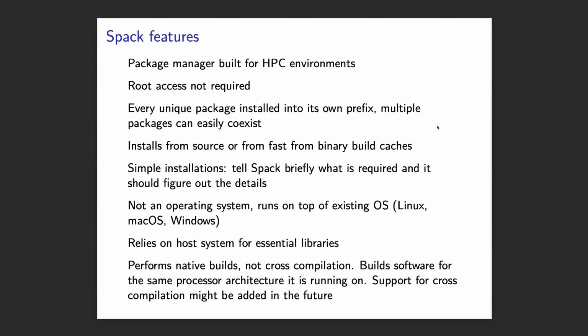And also, one major drawback of it, which would probably make it a no-no to be used for our main software stack, is that it performs native builds, but not cross-compilations. So basically, it builds the software for the same processor that it is running on itself. Support for cross-compilation might be added in the future, but it is not there now. This is in contrast to our EasyBuild software stack, where EasyBuild can build software for many different architectures, and then we can make a repository of this, and this repository can be used on many different machines with different architectures. Currently Spack doesn't support this.